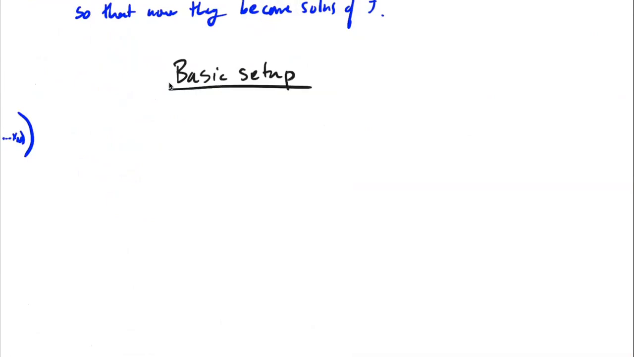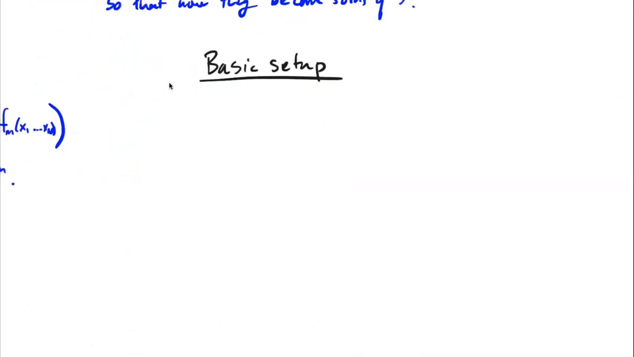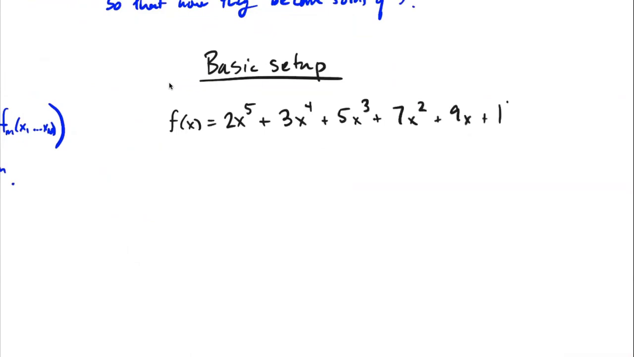Okay, to be very simple at first, let's say that we have f(x) = x^5 + 2x^4 + 3x^4... + 5x^3 + 7x^2 + 9x + 11. That's it. And so this is a degree 5 polynomial in one variable, and I don't know its solutions off the top of my head.